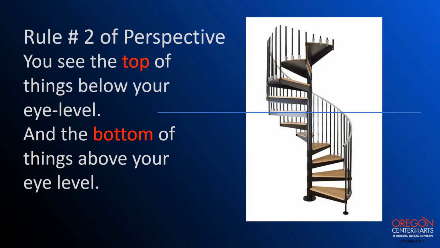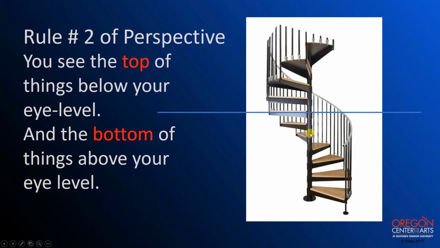And that gives us the second rule of perspective. You see the tops of things below your eye level and the bottom of things above your eye level. So let's look at this photograph of this spiral staircase. My guess is the camera that took this picture was right about here, about the height of this tread. So we're looking down and seeing a lot of this first step and a little less of each one as we go up. See how skinnier it's getting, how smaller?